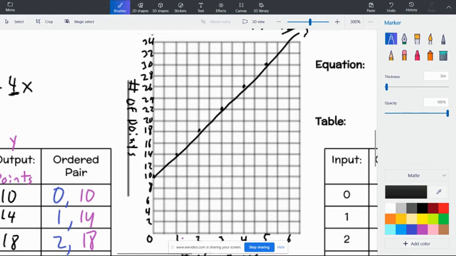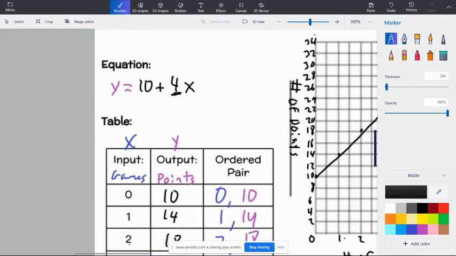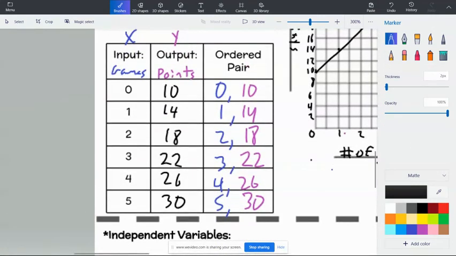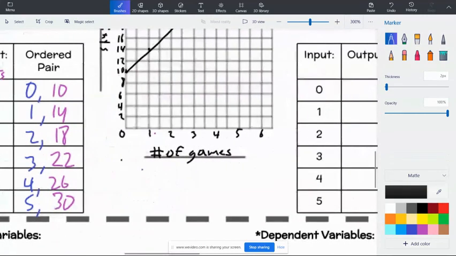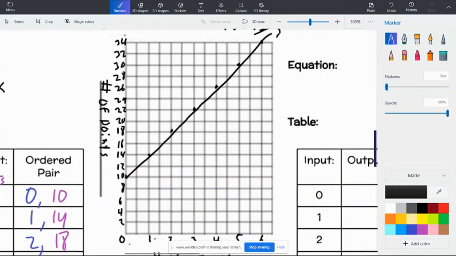Okay, so if you connect those dots with a line, maybe it looks a little better than mine, use a ruler, you can see that on 6 games, it's probably going to be around 34. If we look back at our table, our output's going up 4 each time. The amount of points is going up, well, the input only goes up 1. So if we had a 6 box, it'd probably be 34, which makes sense with our graph as well.